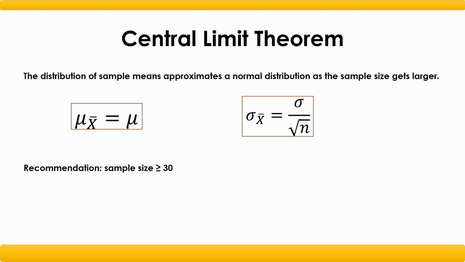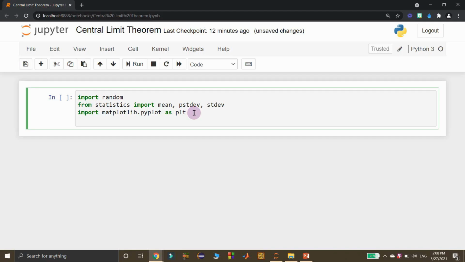Now we will simulate the central limit theorem by using Python code. Let's switch to the Jupyter Notebook. First I am importing the required packages and modules. I am importing the random module and I am importing mean, pstdev, stdev functions from the statistics module, where pstdev is used to find the standard deviation of the population and stdev is a function to compute the standard deviation of the sample. And to get the plots, I am importing matplotlib.pyplot as plt.